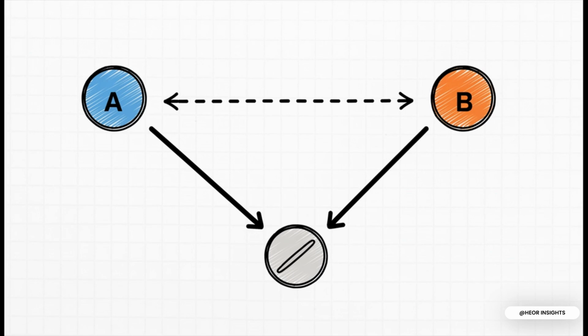Next is indirect evidence. This is what allows us to compare treatments that have never actually been studied together in one trial. For instance, if drug A was tested against a placebo in one study, and drug B was tested against that same placebo in another study, we can use the placebo as a common anchor to mathematically estimate how drug A compares to drug B.